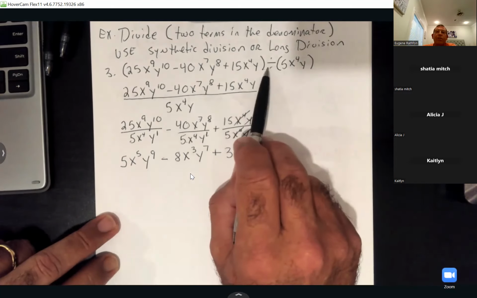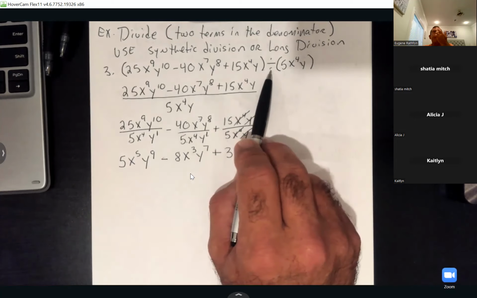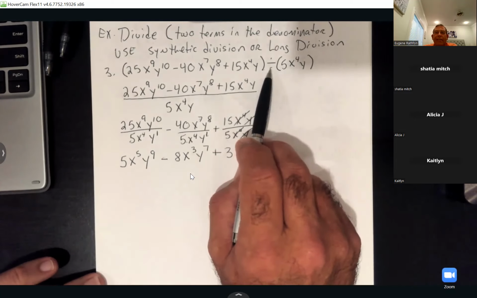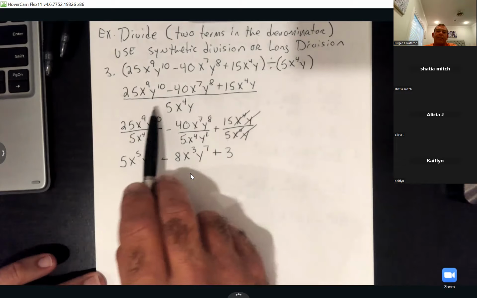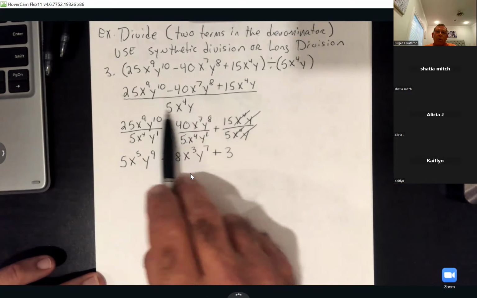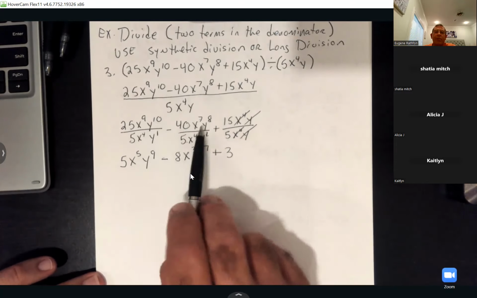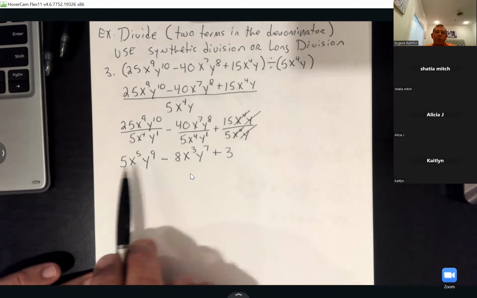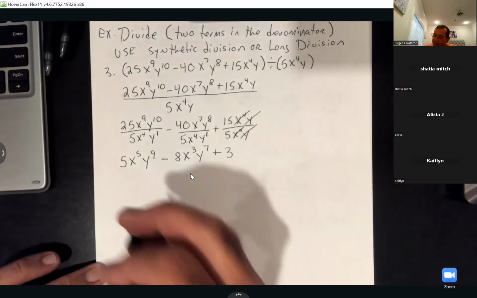So yeah, this one was just wanting you to realize that this long form of division is the same thing as the fractional form. So make this into 3 fractions and separate each one and then simplify.